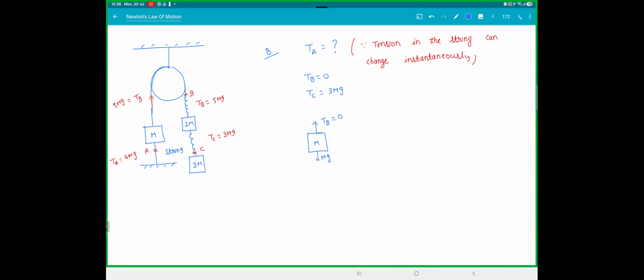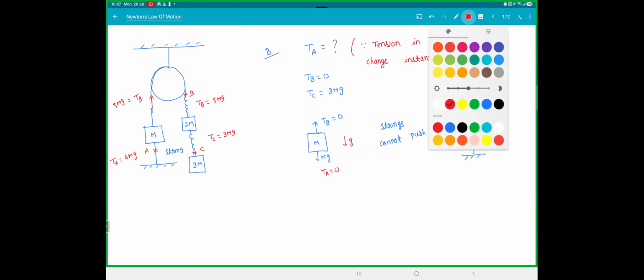Now something interesting happens. Strings cannot push. The moment the TB becomes 0, there is a string at the bottom, and the string cannot sustain this. So TA also becomes 0 because it becomes loose, and this block falls down with g. Is that making sense? The moment the TB becomes 0, the block has a tendency to come down. If it tries to come down, the string is not going to fight back. The tension immediately becomes 0. Strings cannot push. The string becomes loose and m will fall with g.